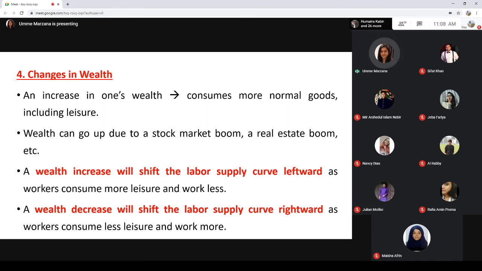So generally if wealth increases you tend to feel rich, which means your demand for leisure activities goes up, and therefore because you're spending more time on leisure you spend less time working.